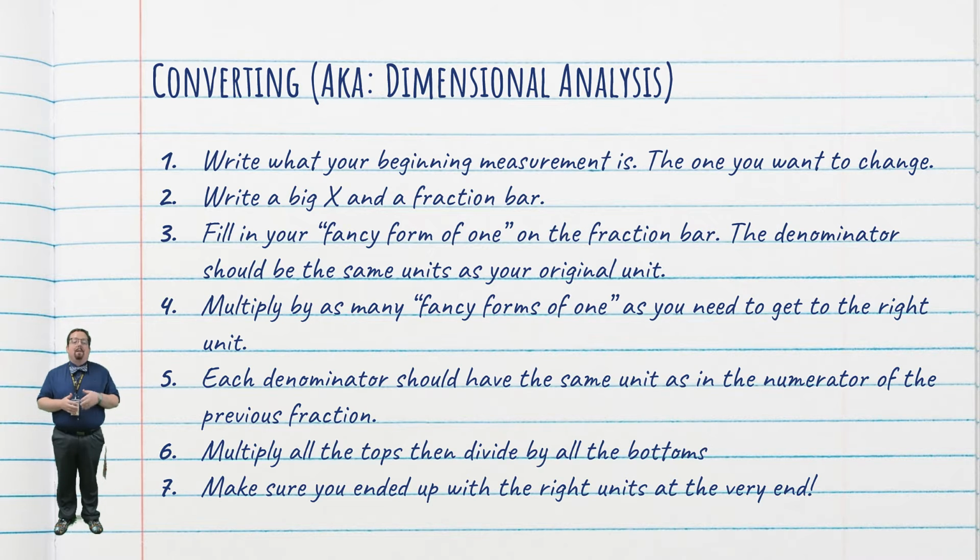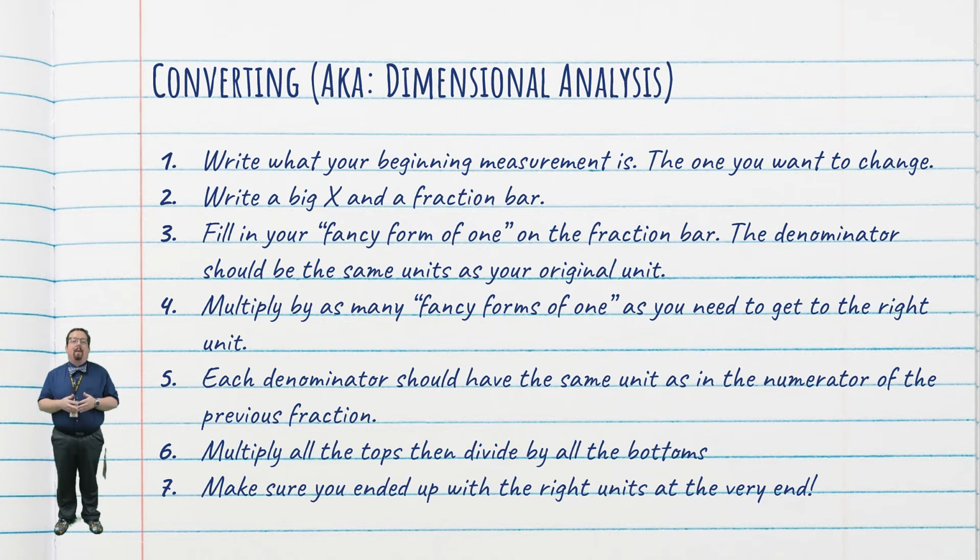To do this, start out by writing out the measurement and its unit that you're given. Write a big X and a fraction bar. Fill in the fancy form of 1 on the fraction bar, making sure that you put your unit from your original measurement on the bottom of that fraction. If that doesn't get you quite to the unit that you need, write another X, another fraction bar, and multiply by another fancy form of 1. Keep doing that, making sure that you're canceling out units as you go, and eventually you'll end up with the unit you're looking for on top.